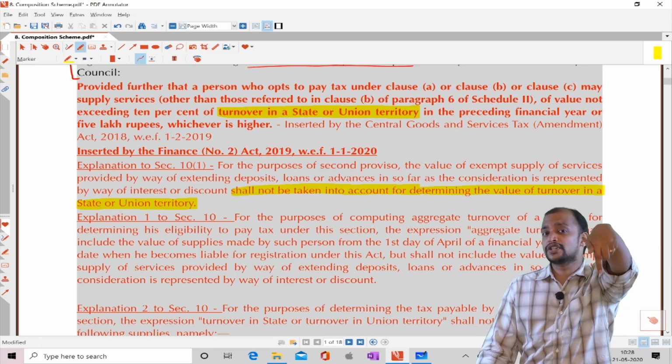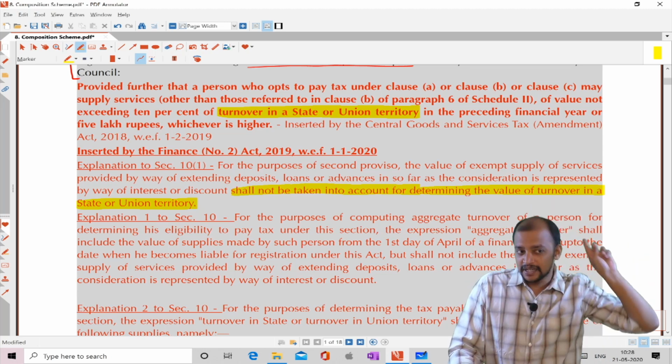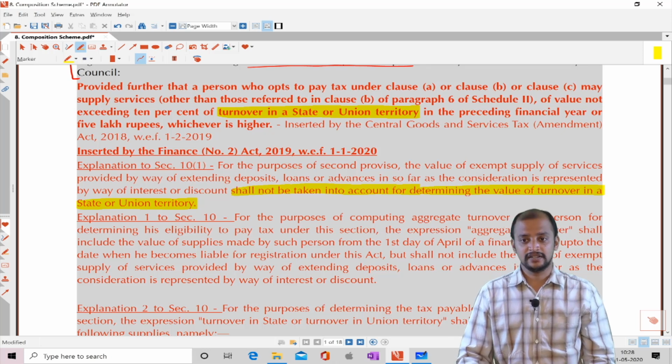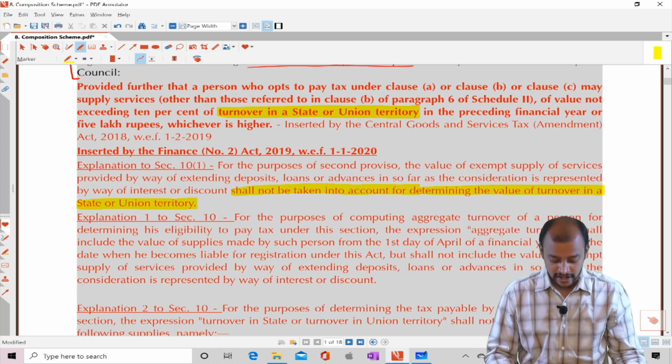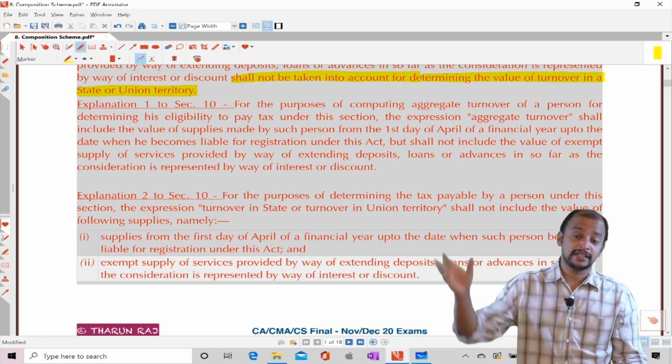Sir, in the turnover, should I take interest income or not? I will take the previous year turnover. That is turnover in a state or union territory. Should I take interest income or not? Now, for that reason only, I have given the explanation to the entire section 10.